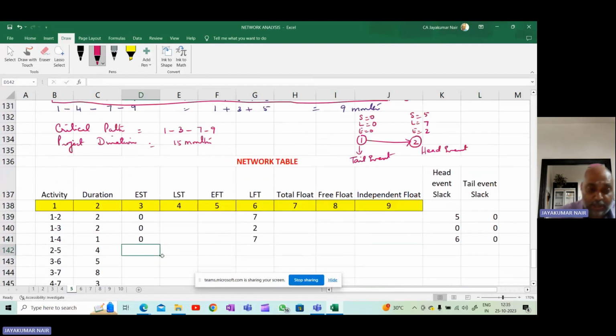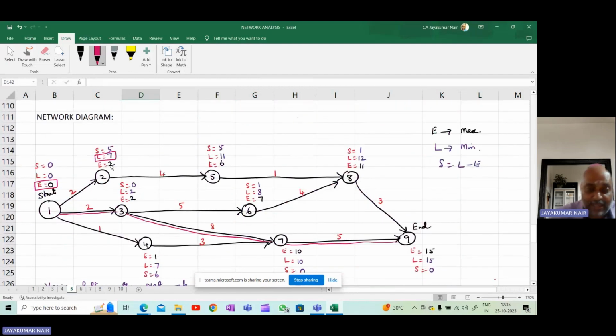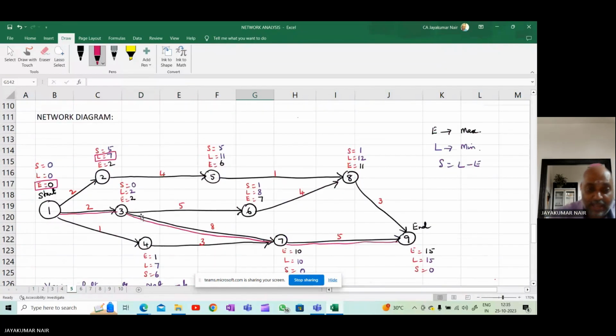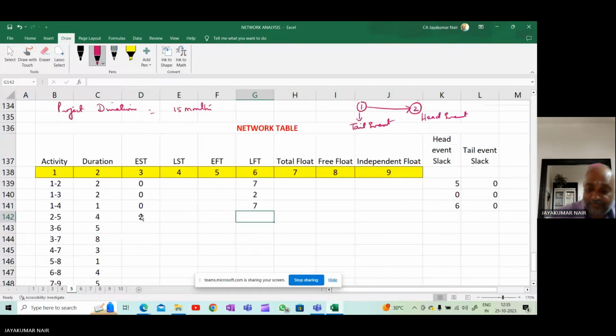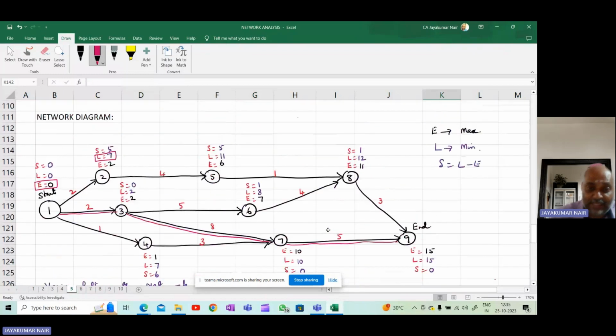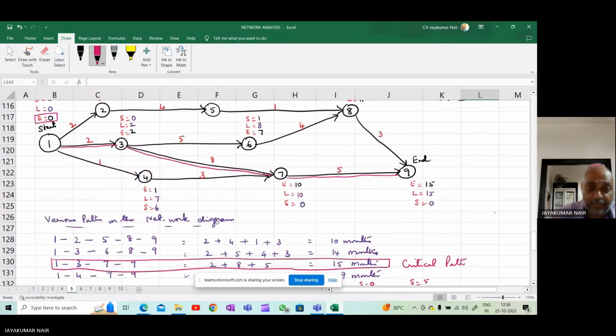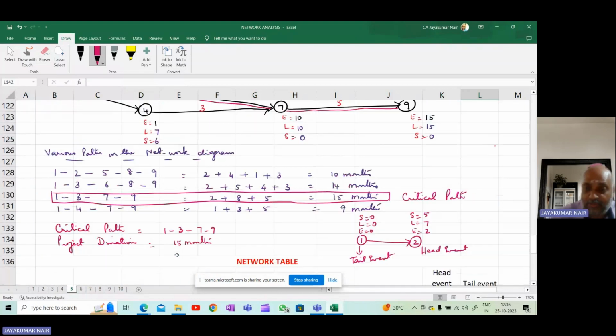Now coming to the next one, 2, 5. E value is 2, L value is 11. And what is the head event slack? Head event slack is 5. And tail event slack is also 5.